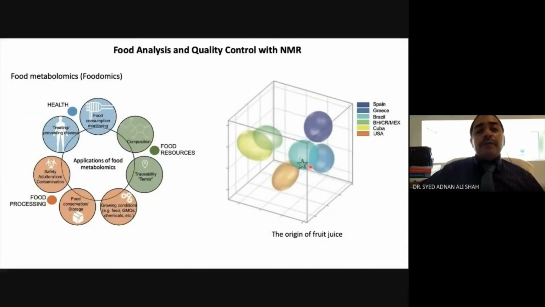Food metabolomics also plays a very important role in analyzing the different metabolites or components in food, or in checking quality control through this instrument. So you can see this one is fruit juice from different countries.